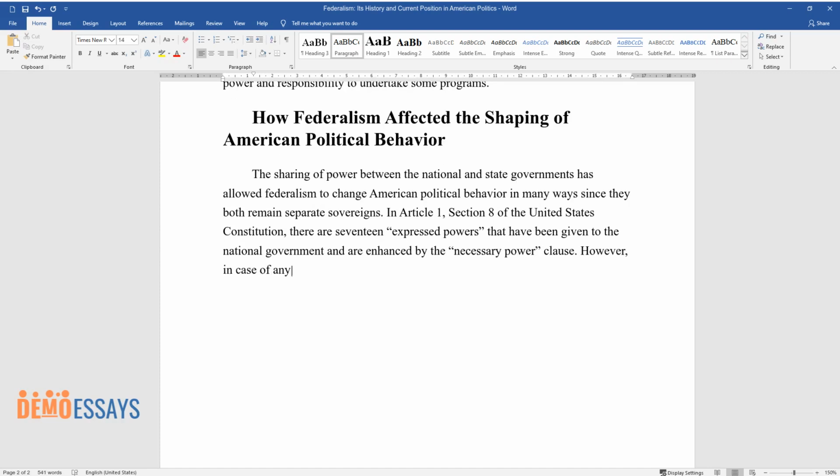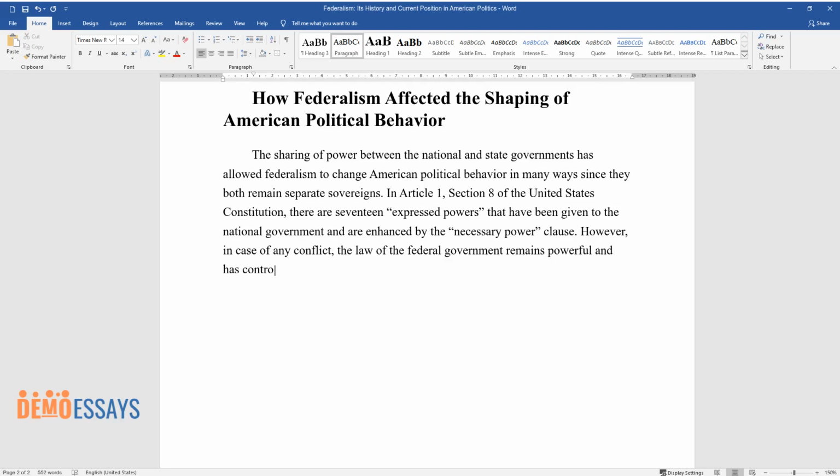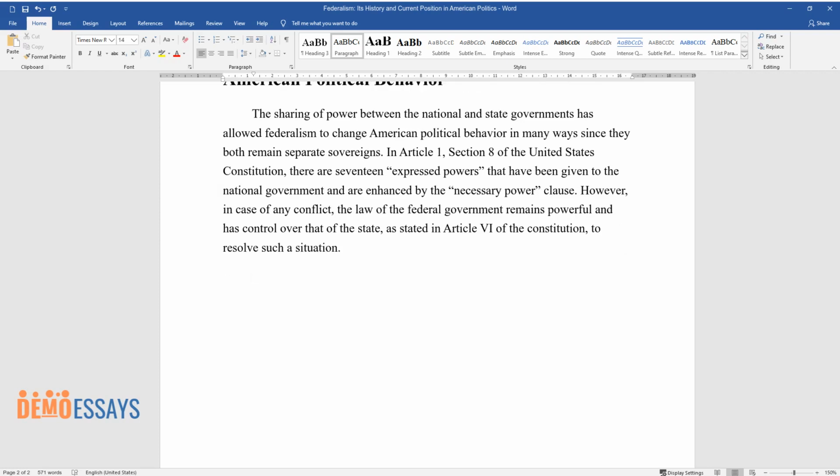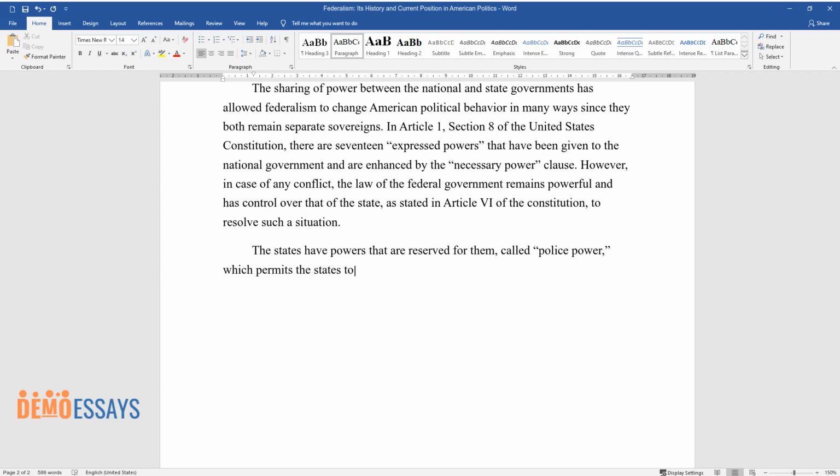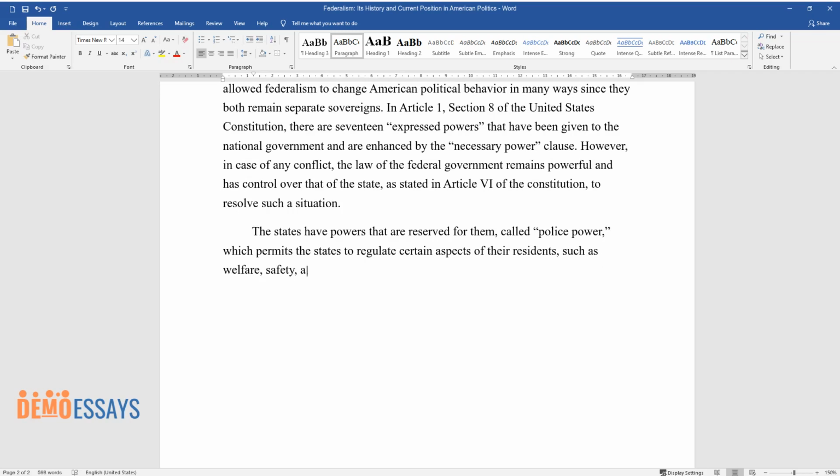However, in case of any conflict, the law of the federal government remains powerful and has control over that of the state, as stated in Article 6 of the Constitution, to resolve such a situation. The states have powers that are reserved for them, called police power, which permits the states to regulate certain aspects of their residents, such as welfare, safety, and health.